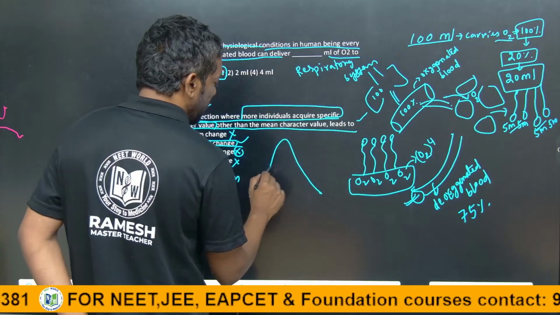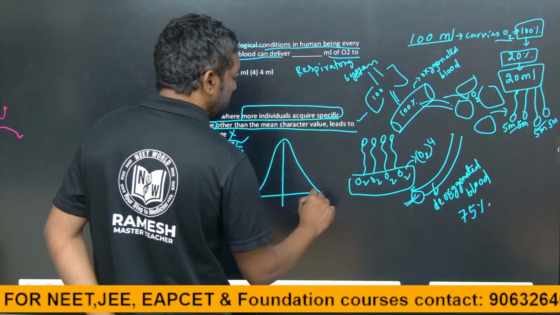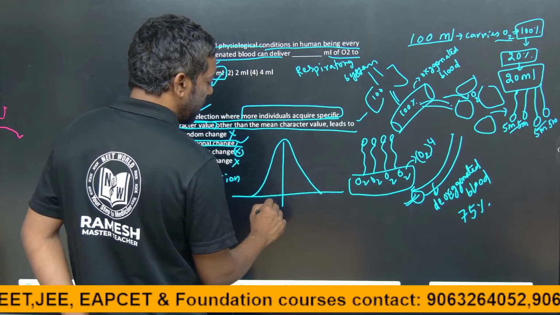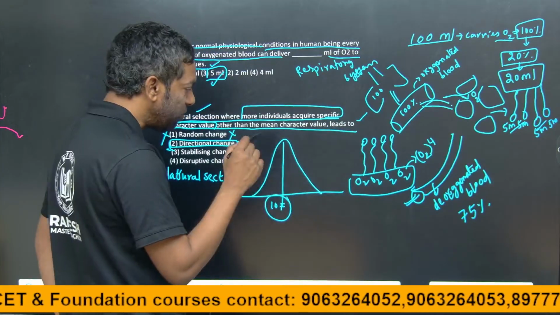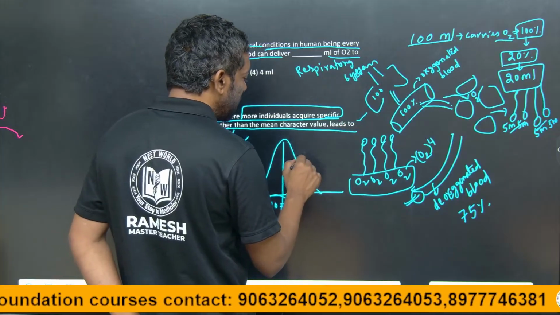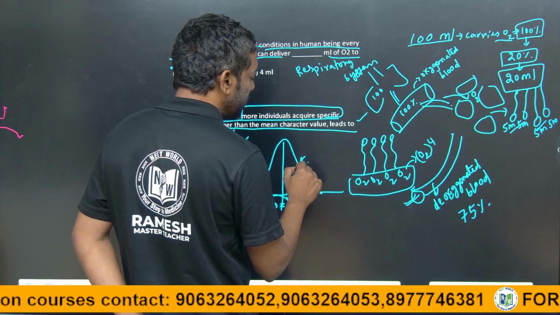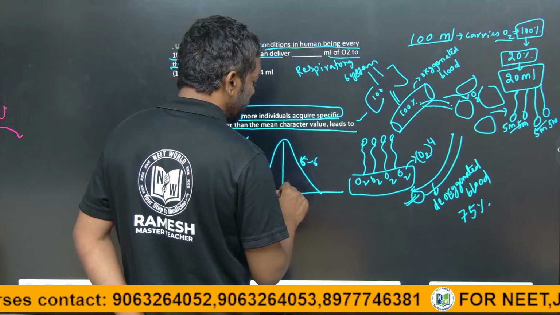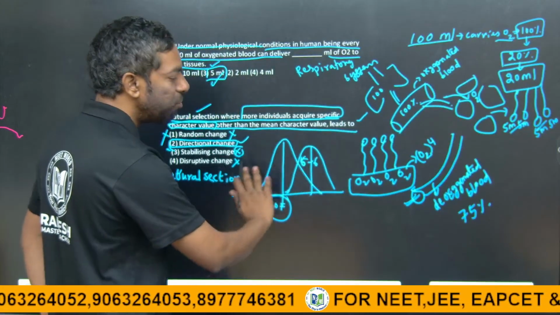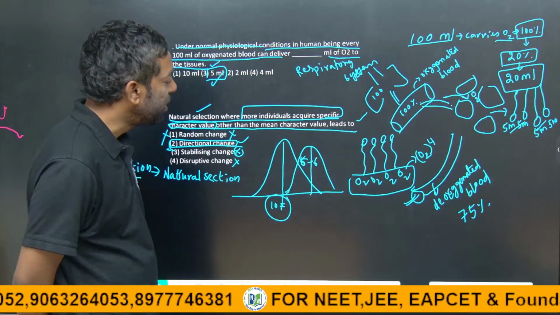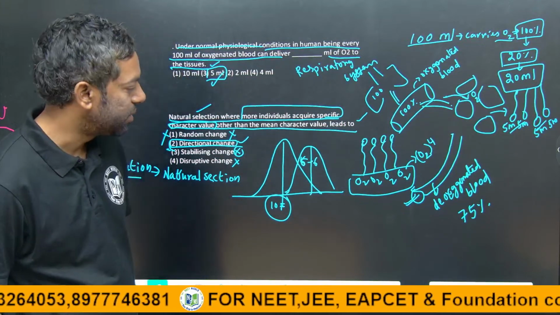In the previous era, the average height was, say, 10 feet in the previous generation. Now in this generation it is coming down to 5 to 6 feet. So the direction of the change will be changed, right? They can move. So this is the directional change.